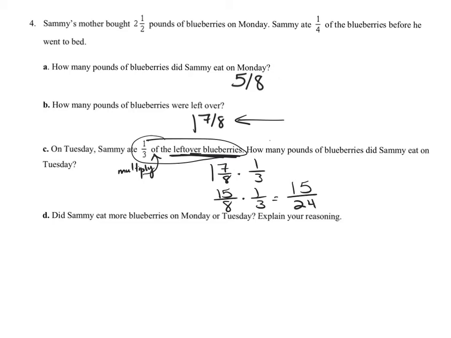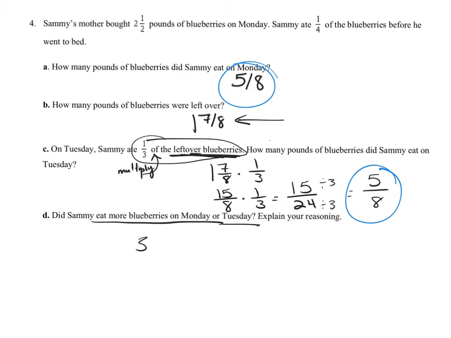Okay, the next question says, which you could simplify. They both can be divided by 3 if you wanted to, which gives you 5/8. Okay, did Sammy eat more blueberries on Monday or Tuesday? Well, if you look, he ate 5/8 here and 5/8 here, so he ate the same amount each night.